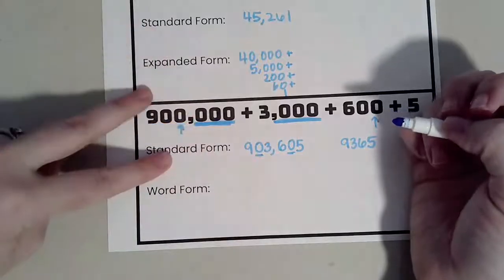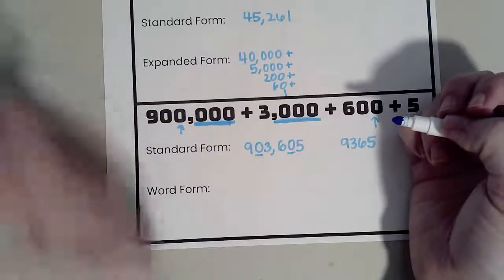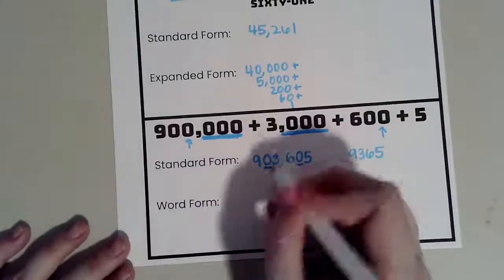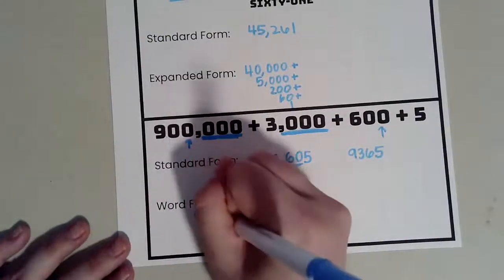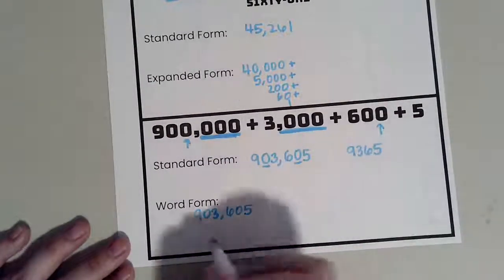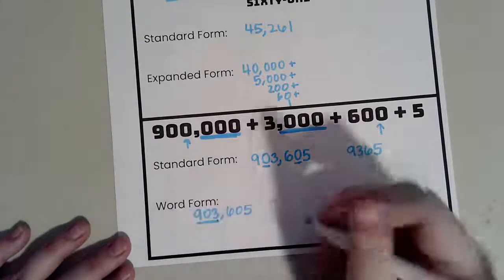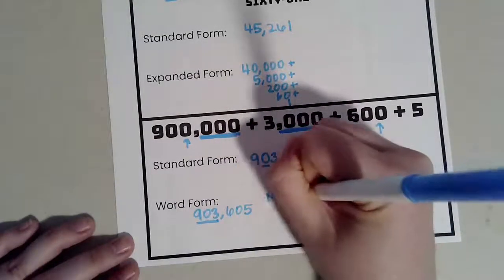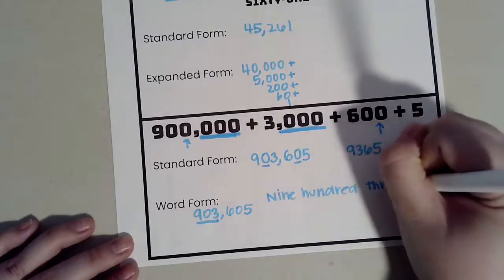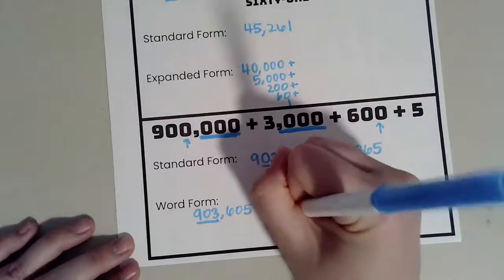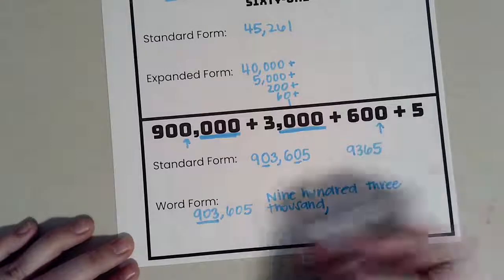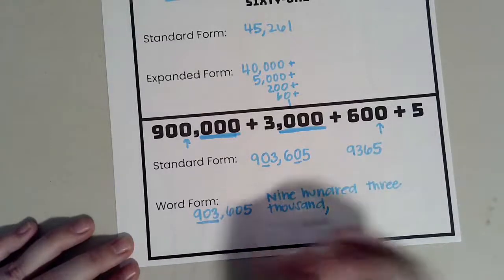And the same would be true if we switched between the forms. So for word form, I'm going to rewrite our standard form that we just wrote, 903,605. So let's look for it. 903, so let's write it, 903,000. Okay, we're going to put our comma, and then our number is 605.